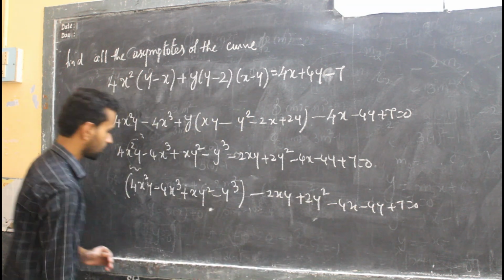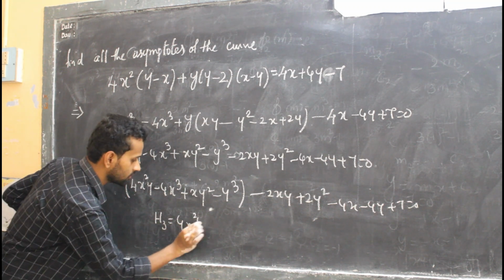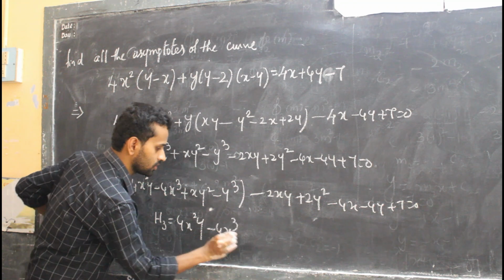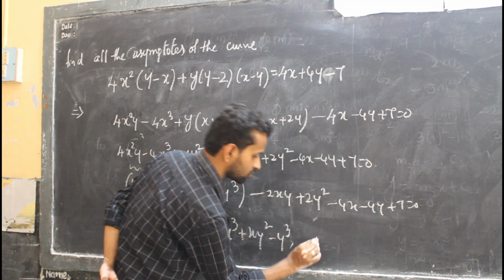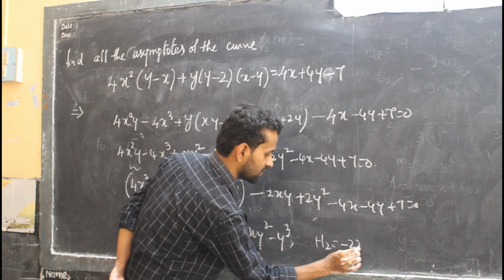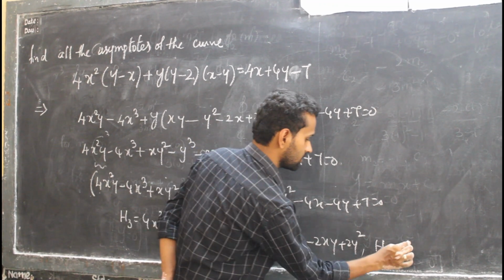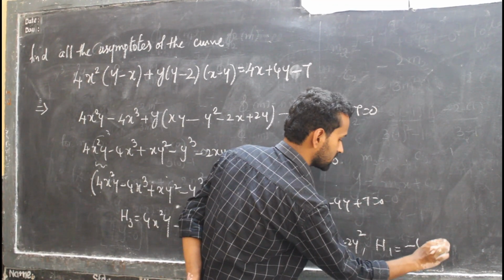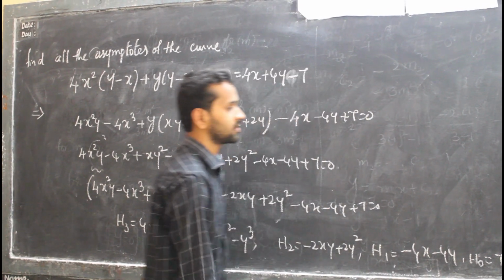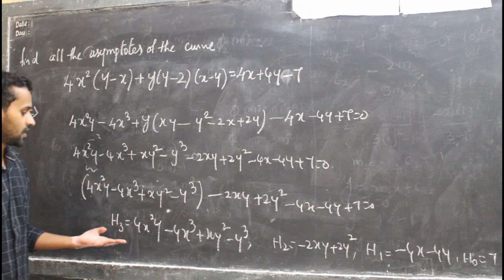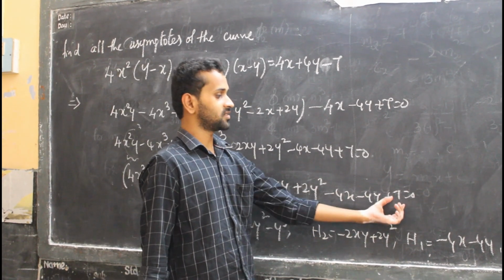From here what I can consider, h3 will be 4x square y minus 4x cube plus xy square minus y cube. My h2 will be minus 2xy plus 2y square. My h1 will be minus 4x minus 4y. My h0 will be 7. Get that? Now when you keep it in standard form, we already kept it: h3 plus h2 plus h1 plus h0.